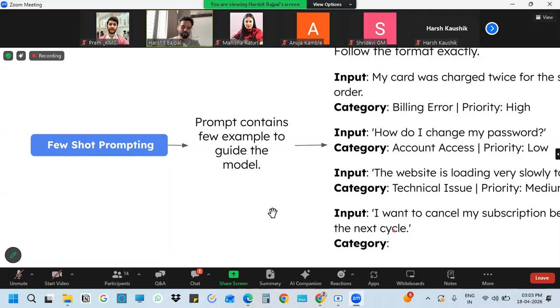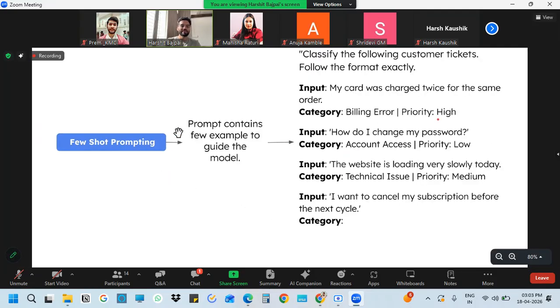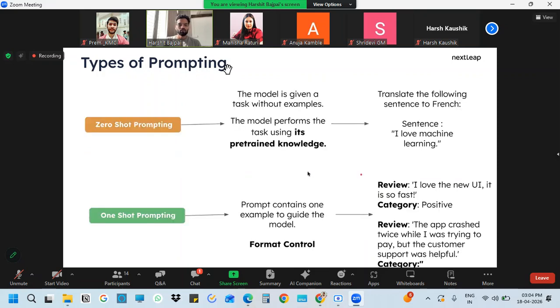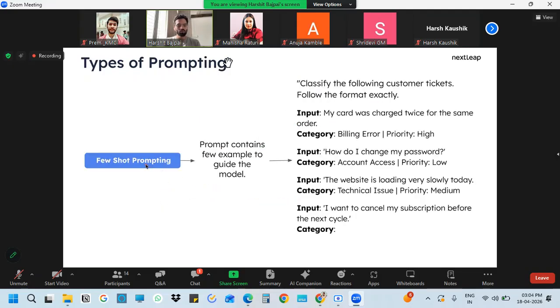So now ChatGPT knows what kind of output I'm looking for, what the output format is, and what categories I'm looking for. There are 3 or 4 categories which I'm looking for. If I've not mentioned it here, right, then I'm looking for 3 or 4 categories, right? So first is zero shot prompting, zero examples. One shot prompting, one example. Few shot prompting, many examples.